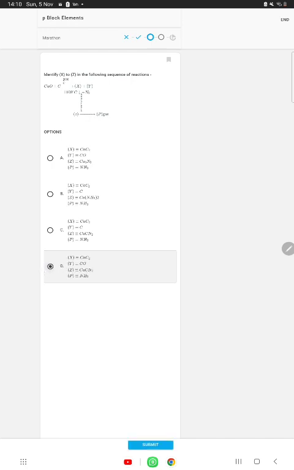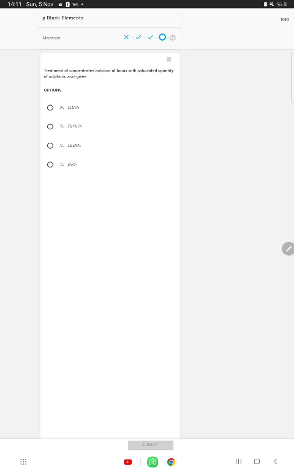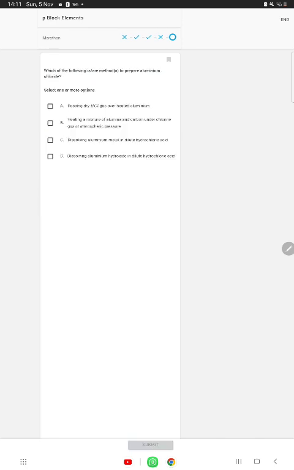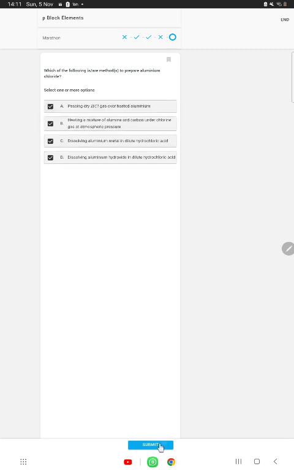Identify, the same thing is coming again and again. Treatment of a concentrated solution of borax with a calculated quantity of sulfuric acid gives H2B2O7, H2B4O7, or H3BO3. The answer is H3BO3. Now, which of the following is a method to prepare aluminum chloride? Dissolving aluminum hydroxide in dilute hydrochloric acid. All of these are correct.